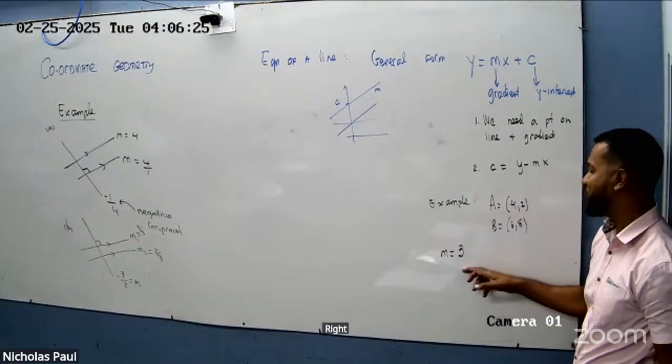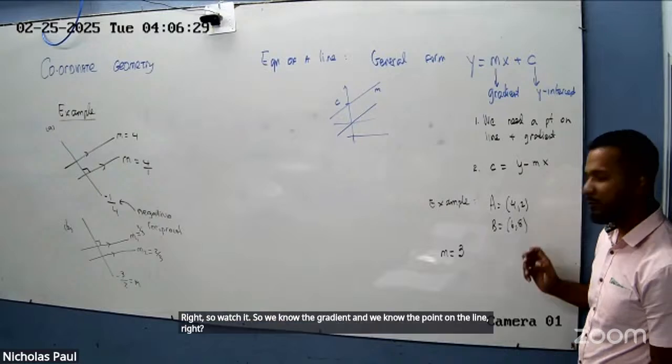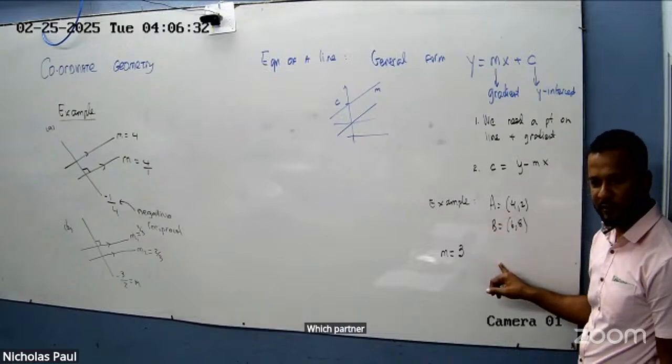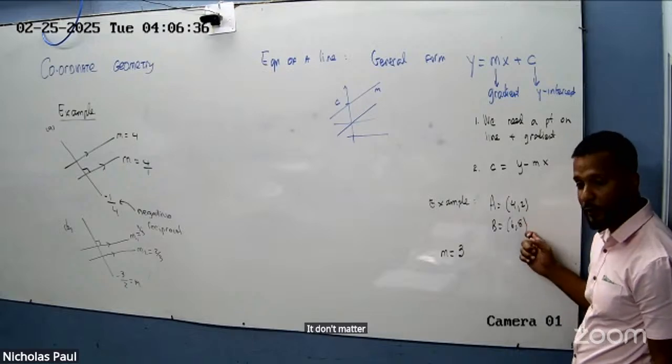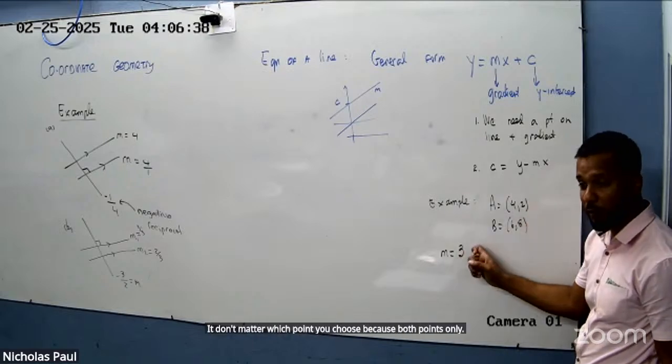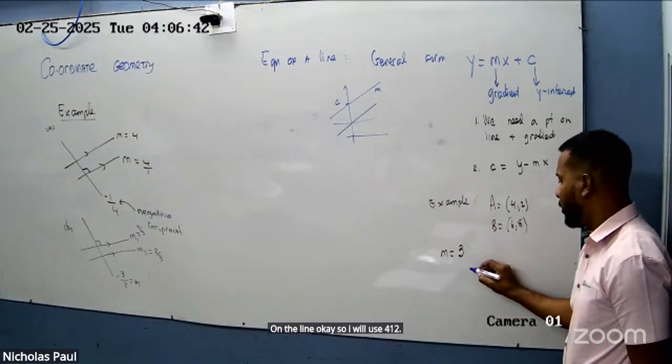Right. So watch here. We know the gradient and we know a point on the line, right? Which point should I choose? Anyone, it doesn't matter, because both points are on the line. Okay, I will use (4, 2). So I'm going to find c.